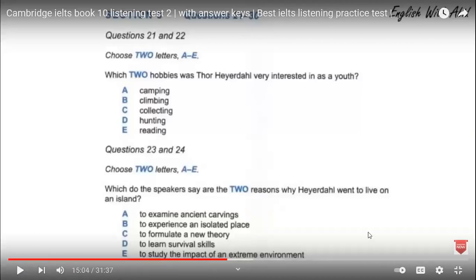Okay, what do you think? E and D. To learn survival skills. Anyone else, please? E is right, but D is not right. Okay. Okay, it will be B. B and E. Okay. Experience an isolated place.